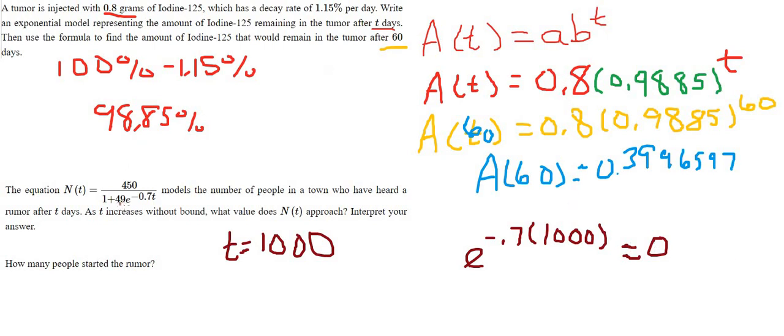So we're going to almost treat this like it is 0. So if I were to do 49 times 0 for this thing, it's really going to be 0, and it's going to be 450 over 1, which of course is 450. So that would be the approaching value. That's the maximum number of people we would expect to have heard this rumor based on this equation.